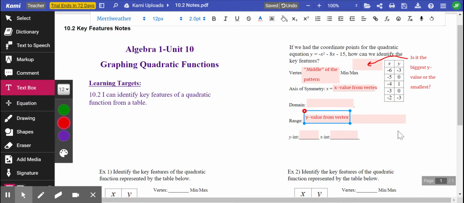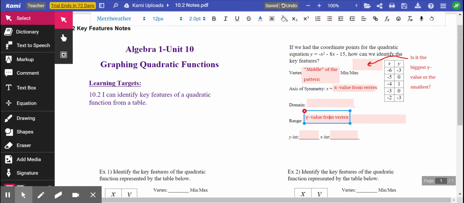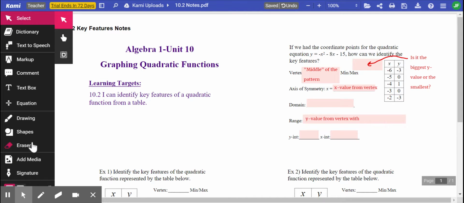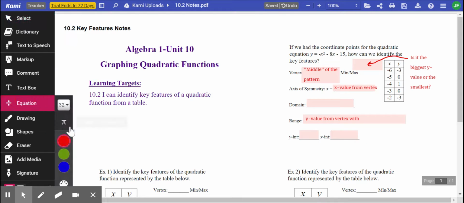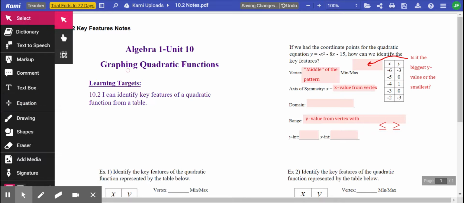And then you need to remember that it's going to be either greater than or equal to or less than or equal to, and that will depend on your minimum or maximum. So I'm going to add that in there so we don't forget. So we're going to use greater than or equal to or less than or equal to. So just remember you need to have an inequality there.